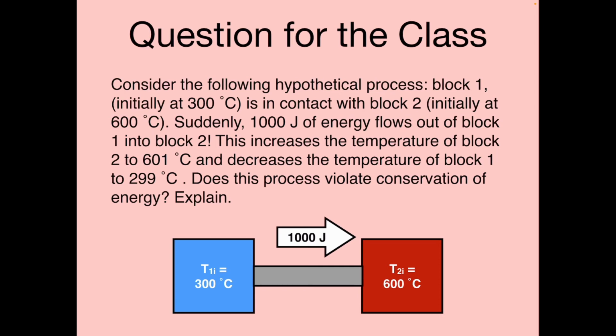Consider the following hypothetical process. Let's say we have block 1, which is initially at 300 degrees Celsius, and it's in contact with block 2, which is initially at 600 degrees Celsius. So imagine that 1,000 joules of energy flows out of block 1 into block 2. So the heat is flowing from the cold block into the hot block. And that increases the temperature of block 2. Let's say it goes up to 601 degrees Celsius. And it decreases the temperature of block 1 to 299 degrees Celsius. So we know that doesn't really happen. Heat's kind of flowing the wrong way here.